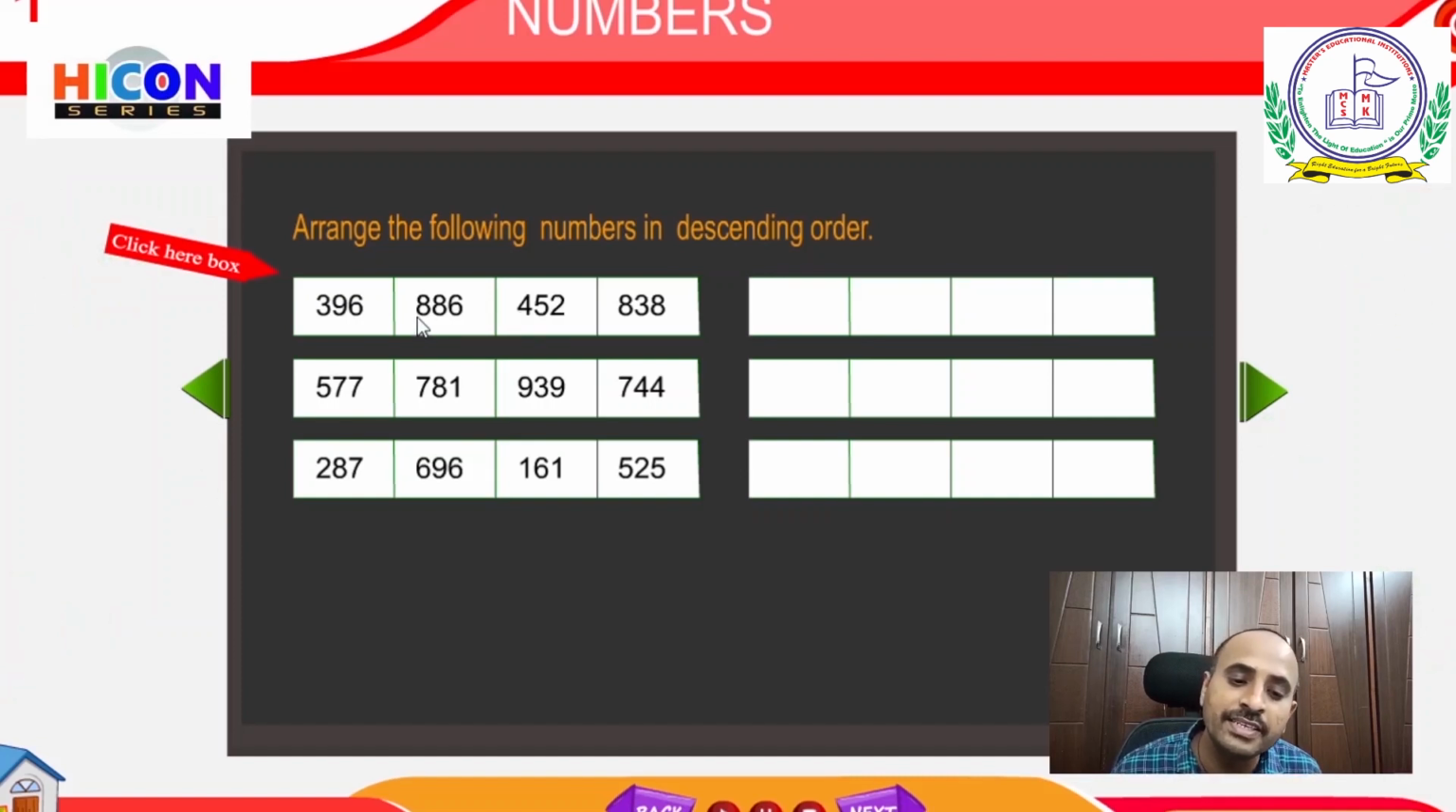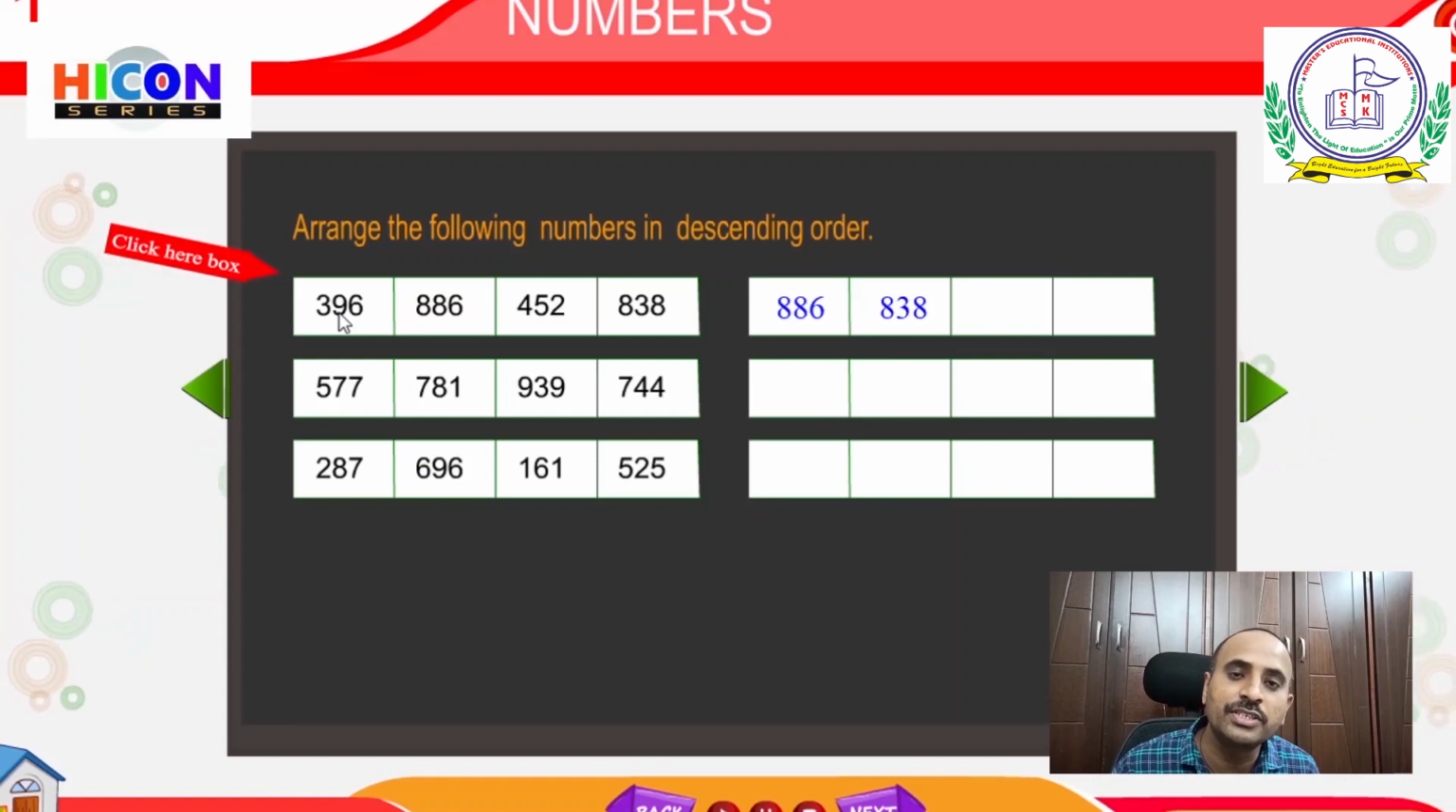That is 886, 838. These 2 numbers have same first digit. Now compare the second digit in these 2 numbers. So the second digit is 8, whereas the second digit in this number is 3. So which one is greater, 8 or 3? 8 is greater. So 886 becomes greater number. So next greater number becomes 838. So children, two numbers are completed and there remain two numbers.